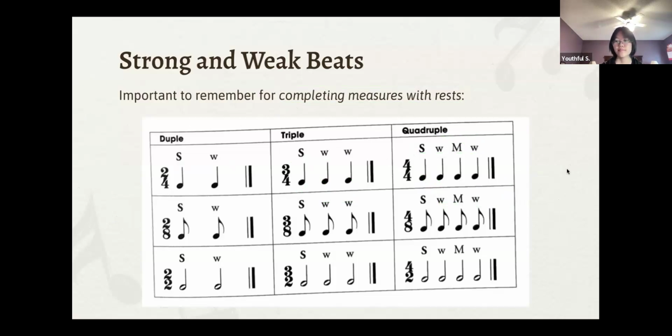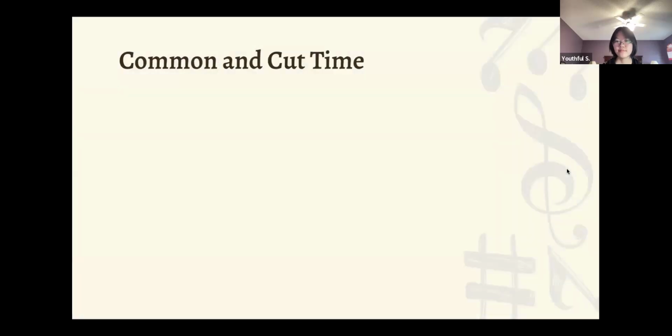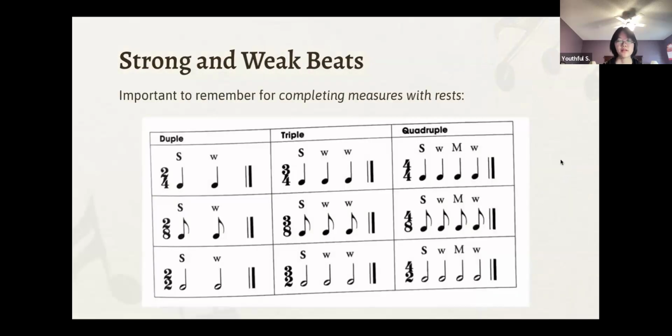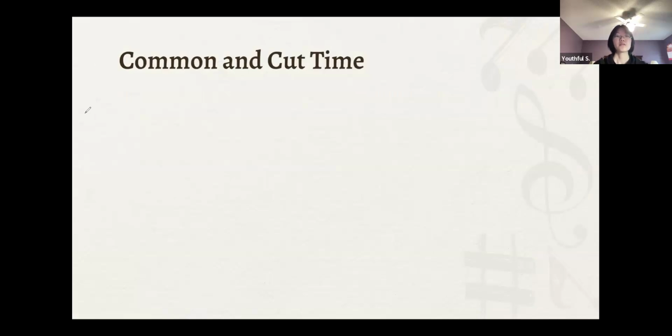Okay. Okay, so I have two terms written here. Does anyone know what common time is? So what time signature is common time?